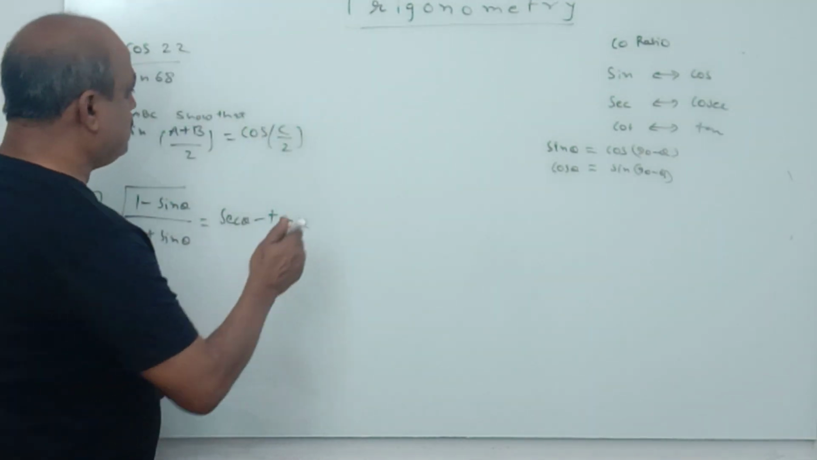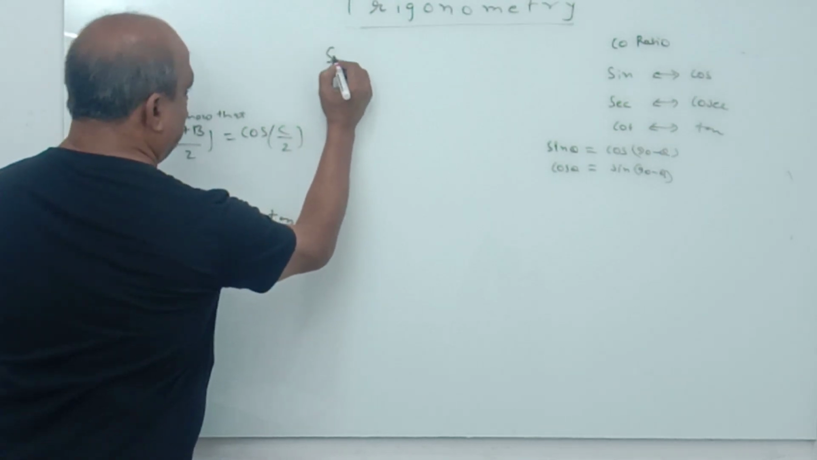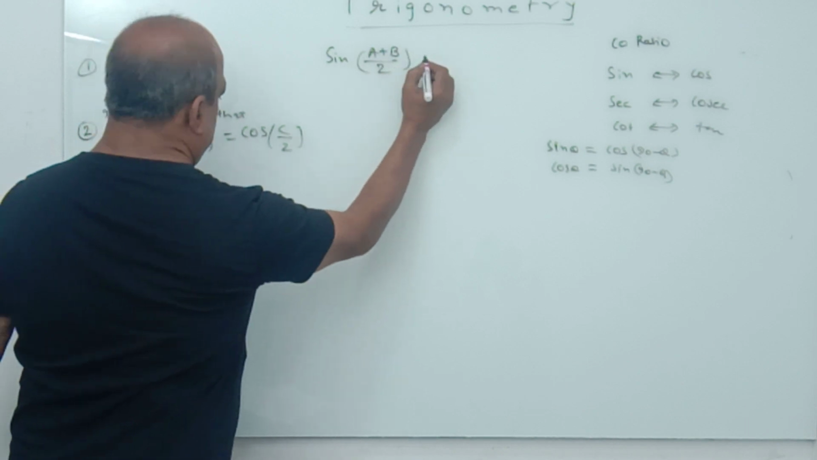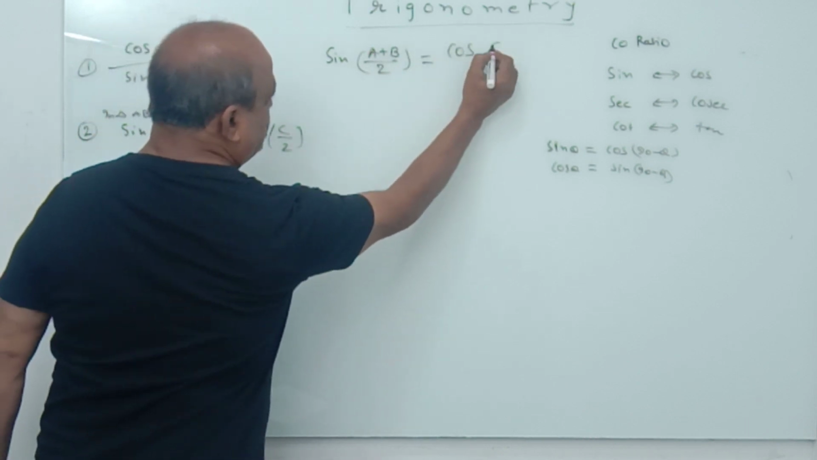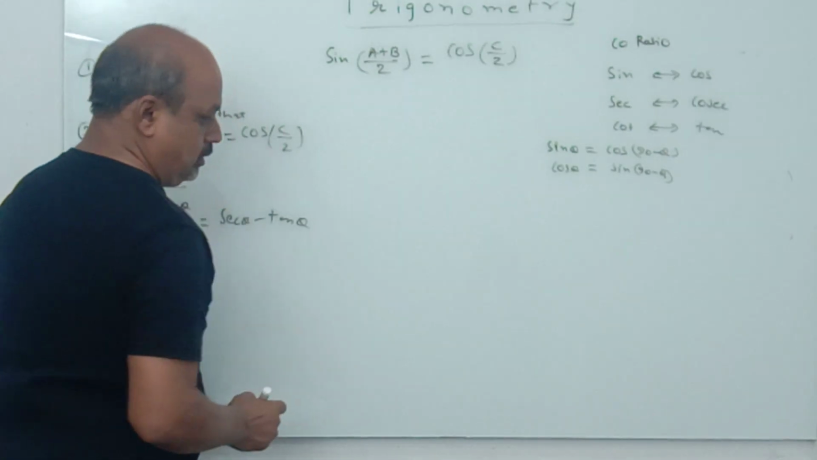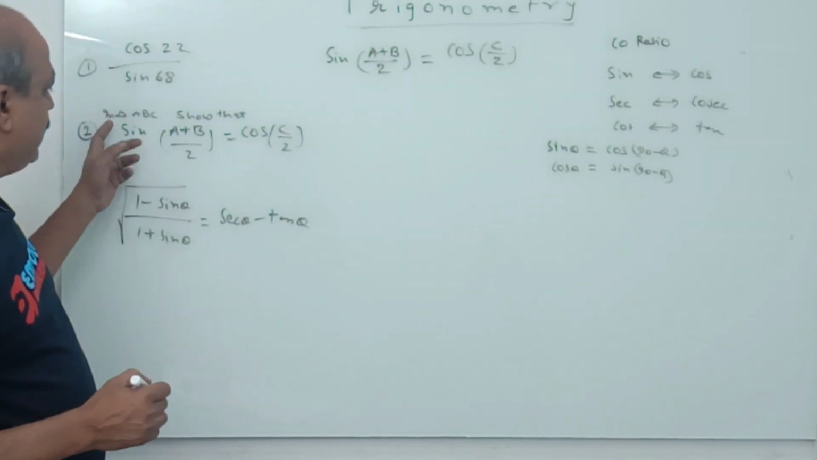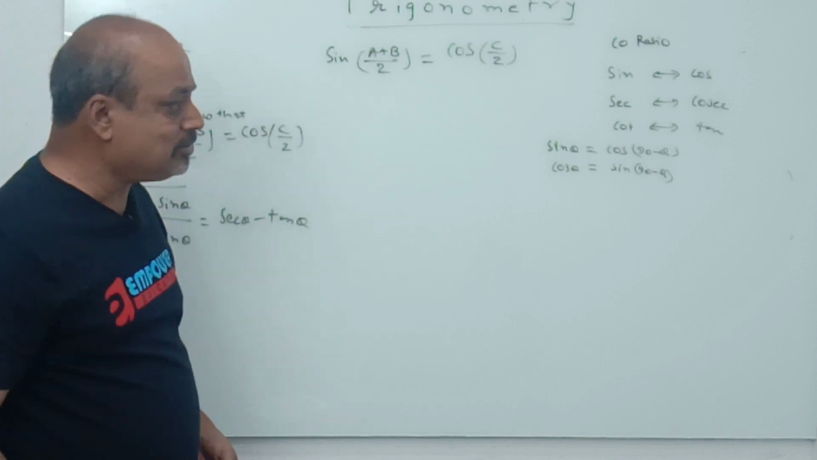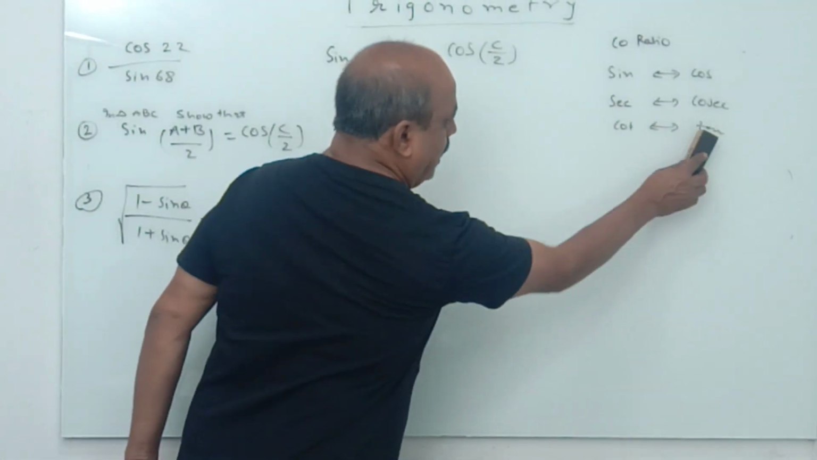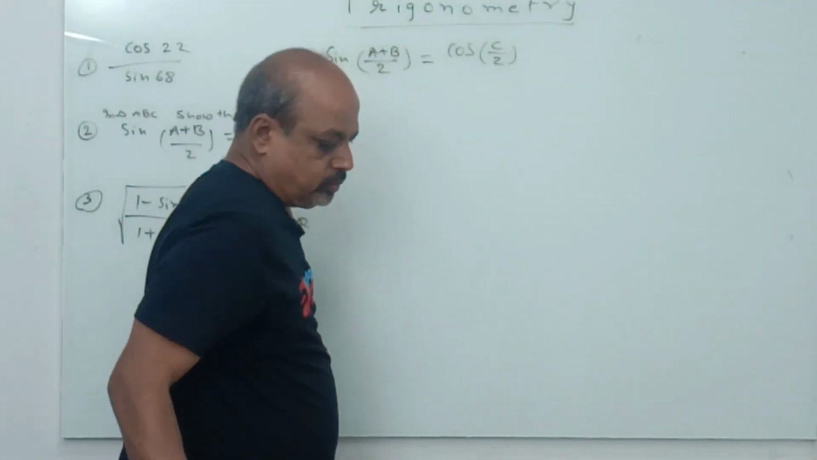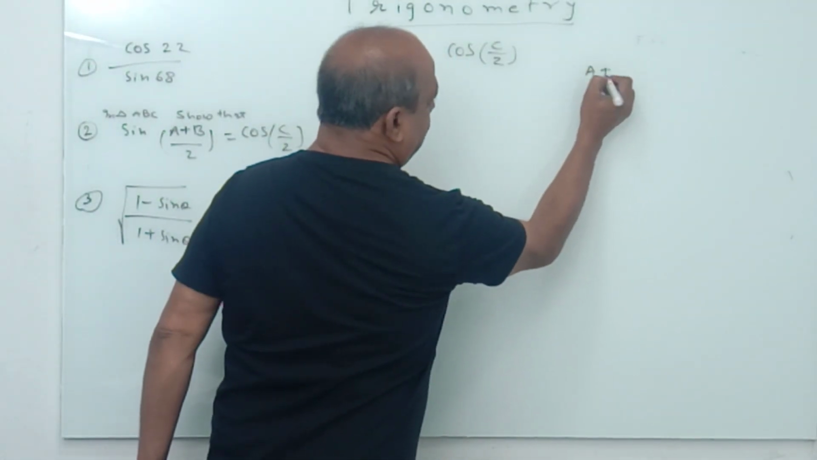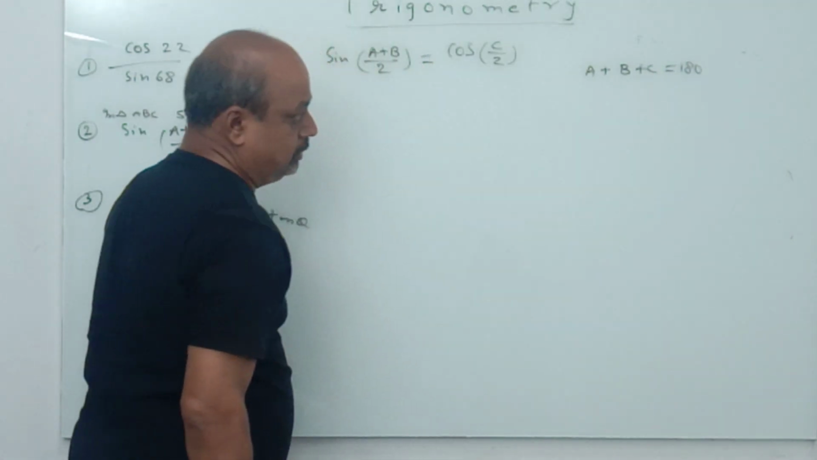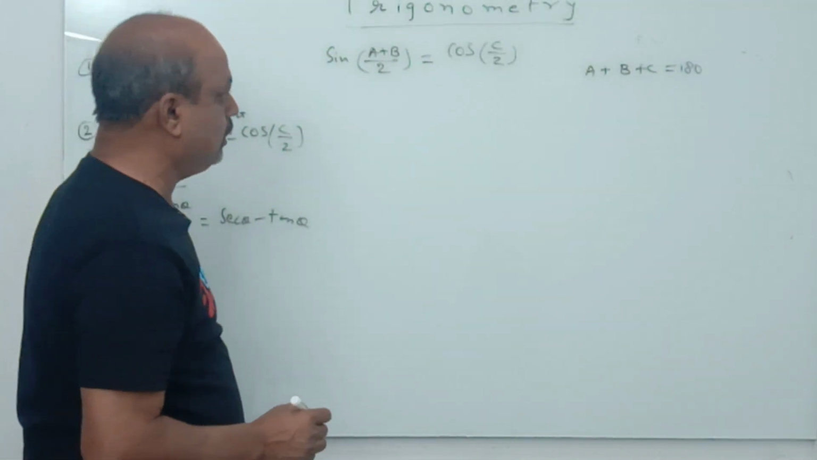We have to prove that sine of (A plus B) upon 2 is equal to cos C by 2. If you read the problem very carefully, it is a triangle. A, B, C are the angles of the triangle. So I can write A plus B plus C is equal to 180. That is the angle sum property of a triangle.